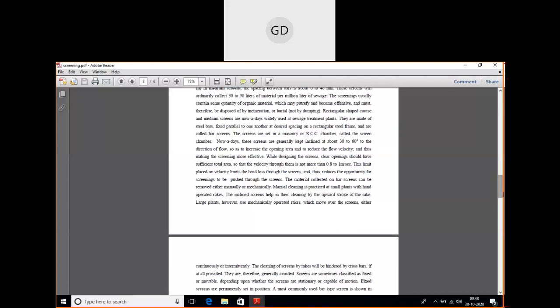They are used only for treating industrial wastewaters, or those municipal wastewaters which are associated with heavy amounts of industrial wastewaters. So this is all about your screens.